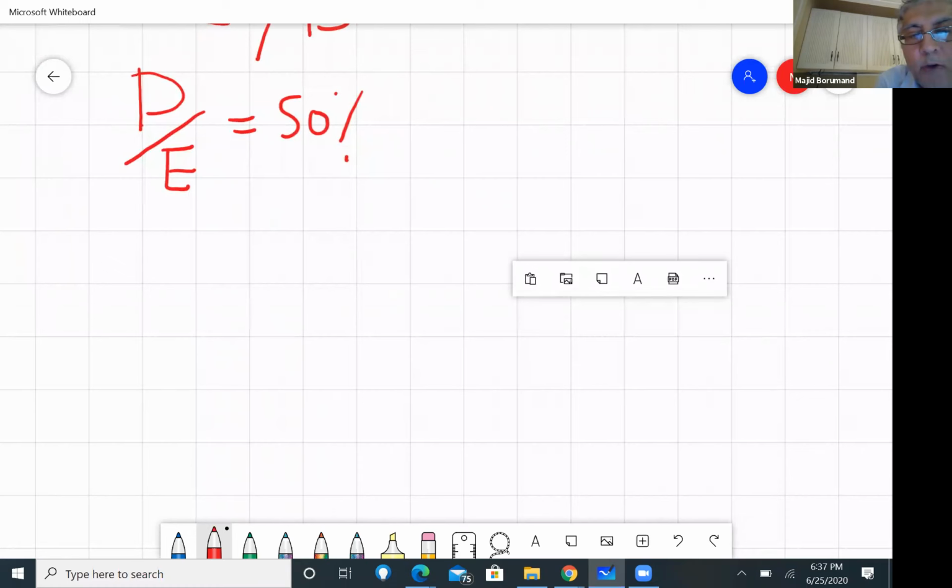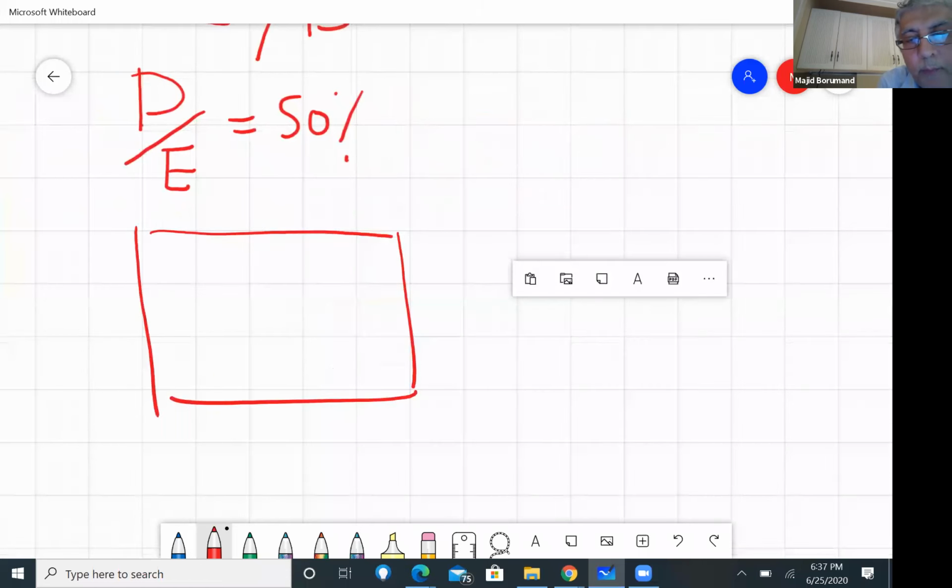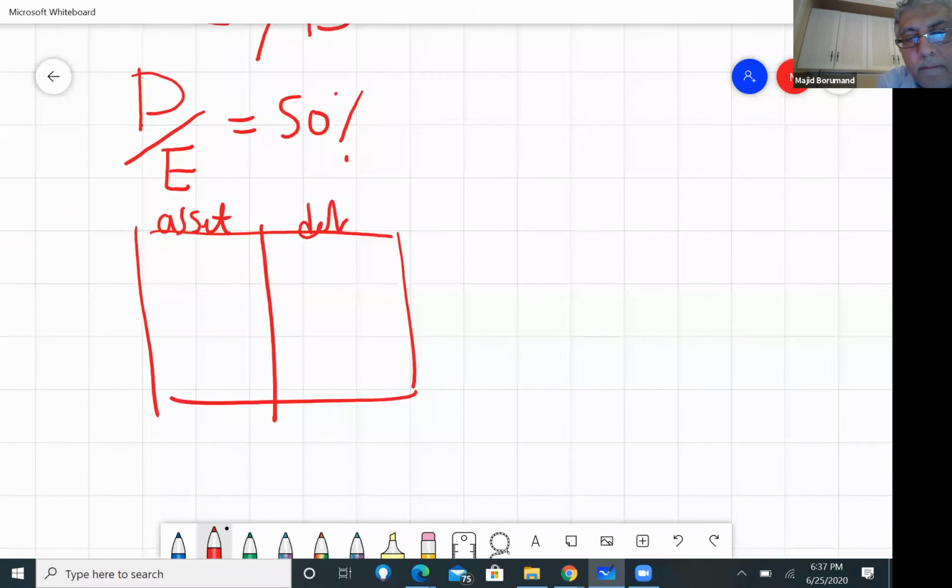Basically, does the value of the company depend on the ratio of debt to equity or not? So if you look at the balance sheet, this is your assets, and this is your debt, this is your equity. Does the value of the company only depend on the left side, how many assets you have? It doesn't matter how you get those assets. Which one?